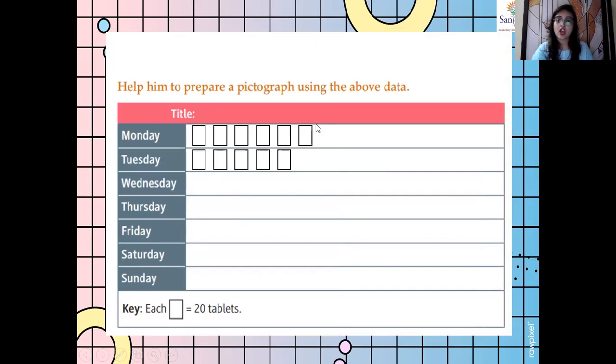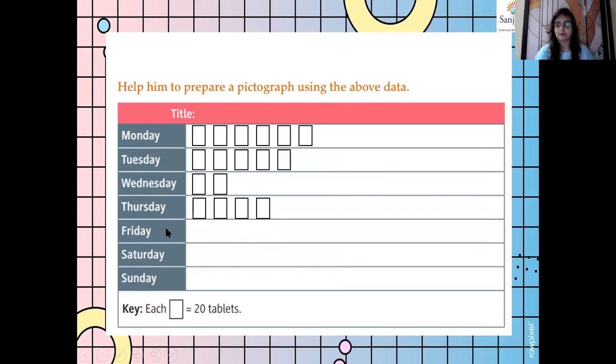Then for Tuesday, how many were there? 100. So you will be drawing 5 rectangles. Then for Wednesday, it was 40. So you will be drawing 2 rectangles. For Thursday, it was 80. So you will be drawing 4 rectangles, that is 80 divided by 20. So each rectangle is for 20 tablets. So 20 plus 20 plus 20 plus 20 will be 80 tablets.